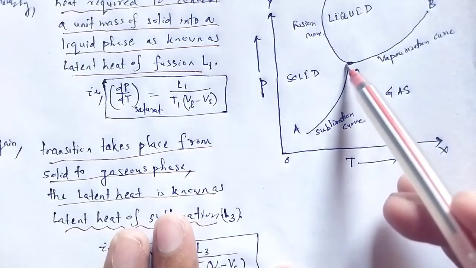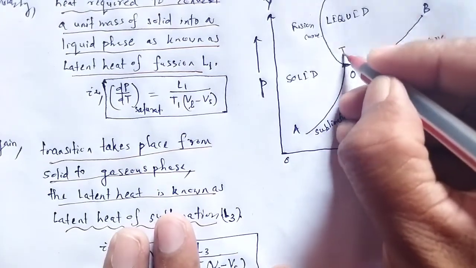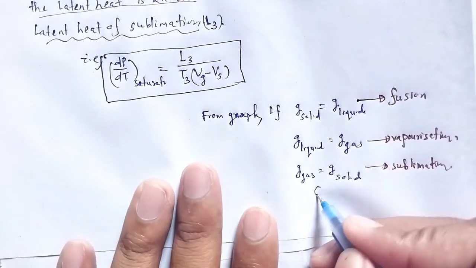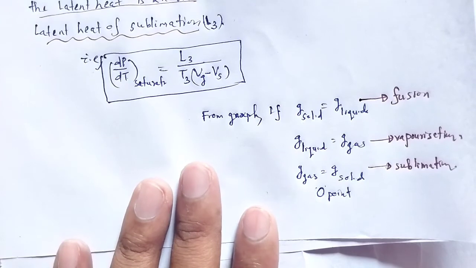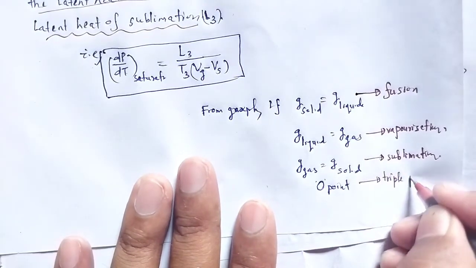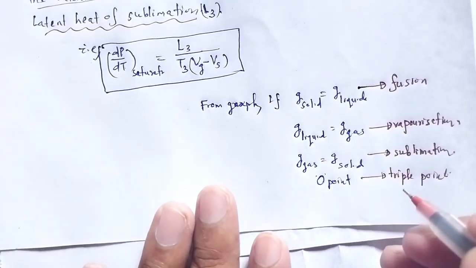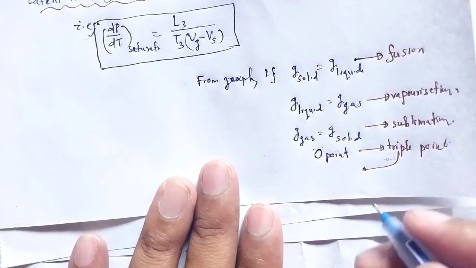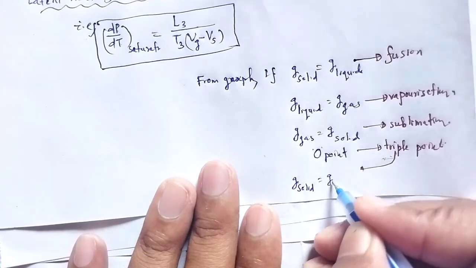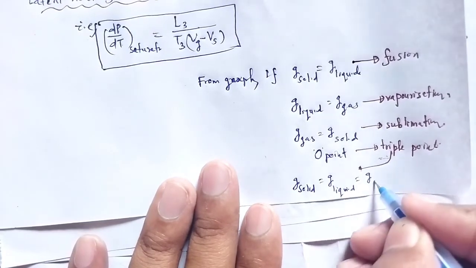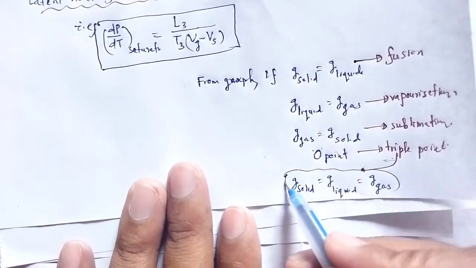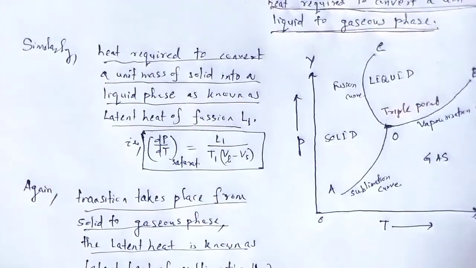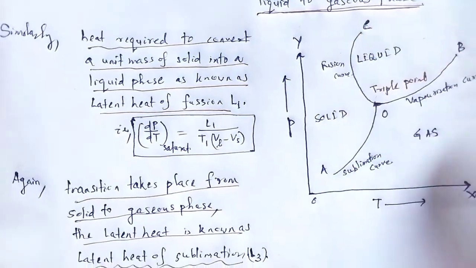But at point O, the three curves meet, and that point is known as the triple point. What happens at the triple point? Here G of solid is the same as G of liquid, which is the same as G of gas. All these are the same at the triple point, which is the case of equilibrium. So these are some conclusions drawn from the corresponding graph.